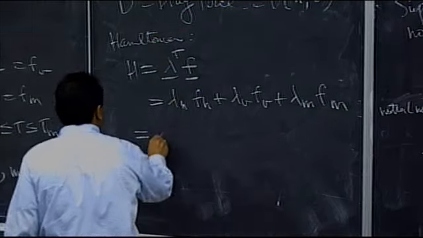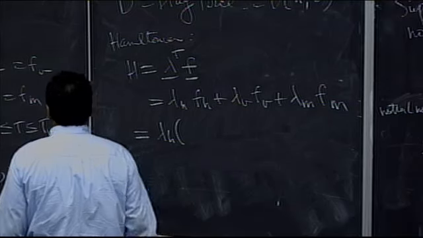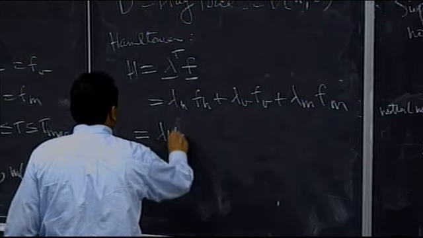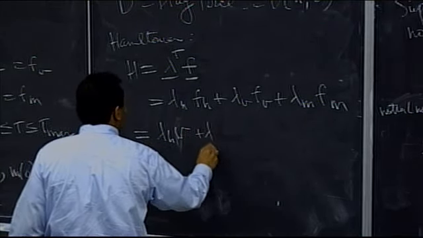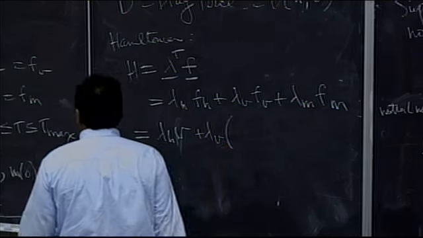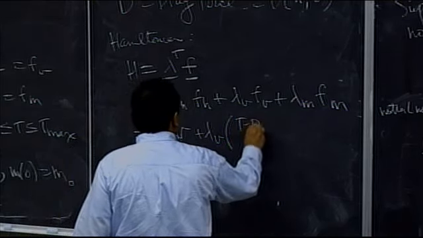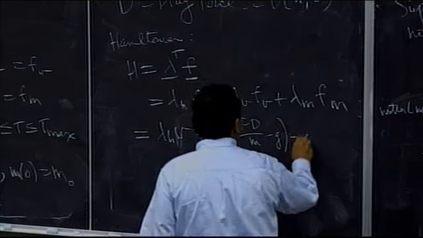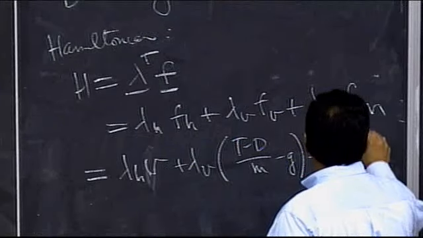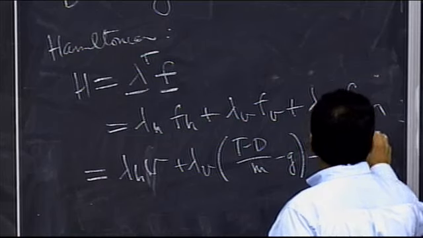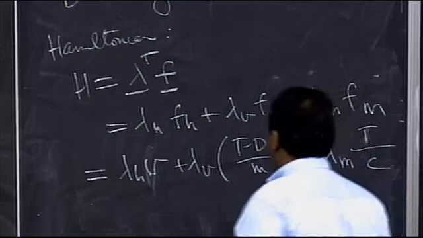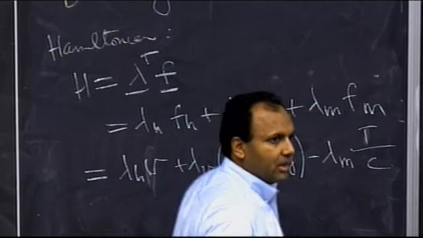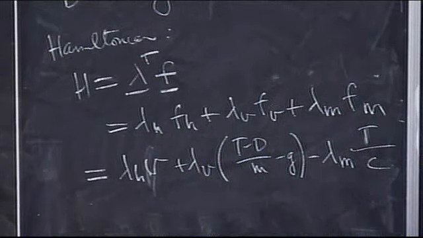Well, it's lambda sub H times V plus lambda sub V times (T minus D over M minus G), and then minus lambda sub M times T over C. Right? That hard? It's not hard, is it? Okay.